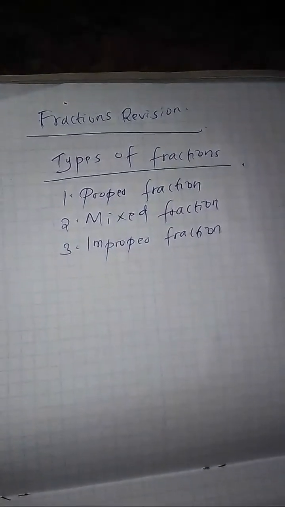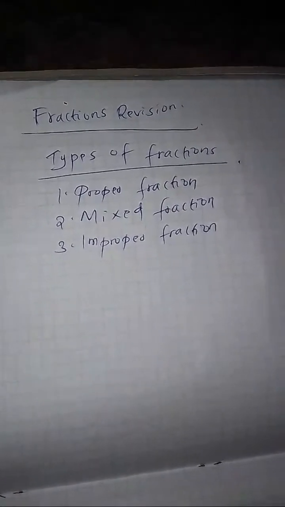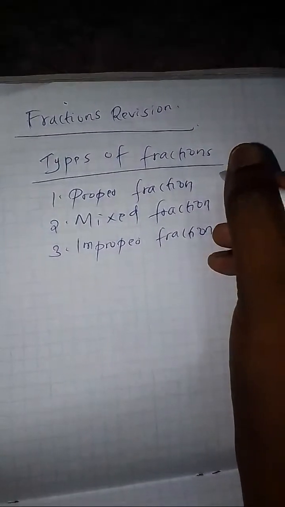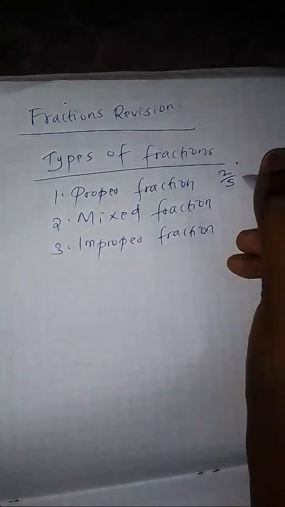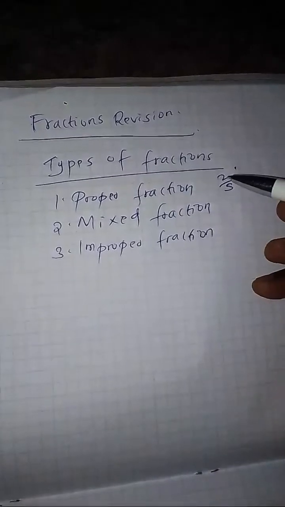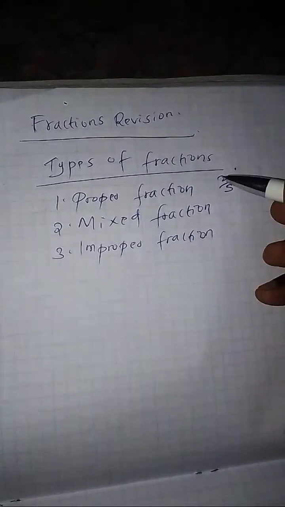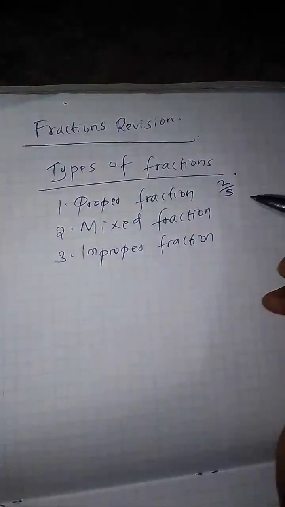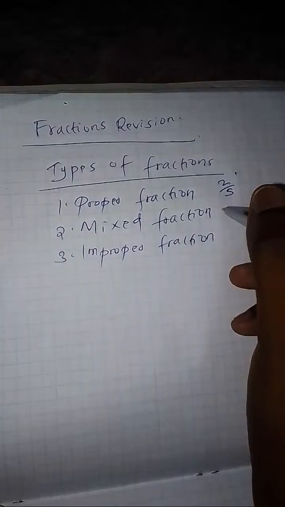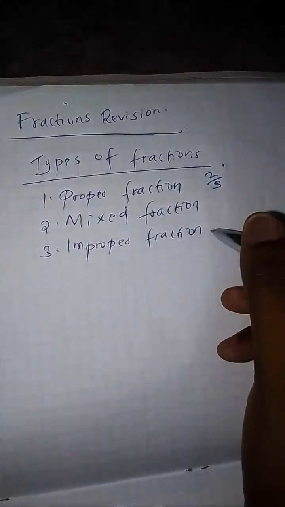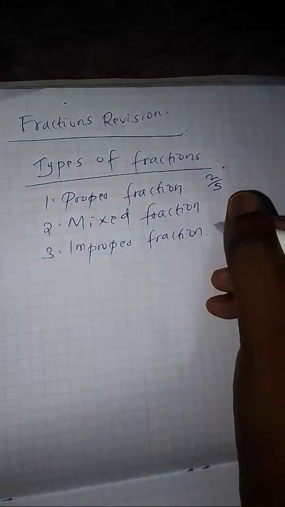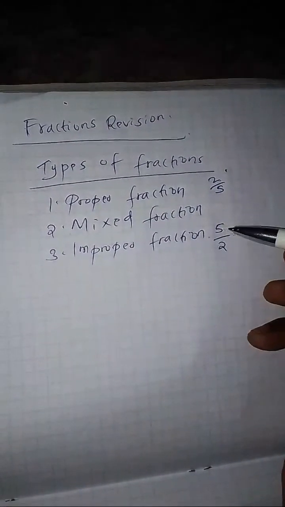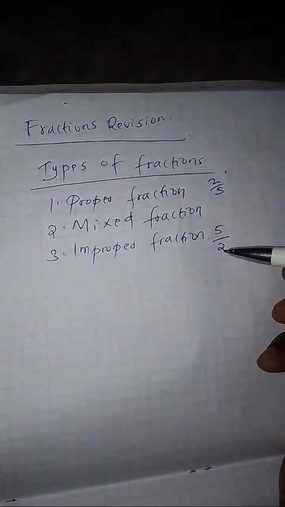When you're talking about a proper fraction, it can be 2 over 5, a smaller number on top of a bigger number. So that one is a proper fraction. Before I talk about the mixed fraction, let me talk about the improper fraction. It is the opposite, 5 over 2, meaning that a bigger number is on top of a smaller number.